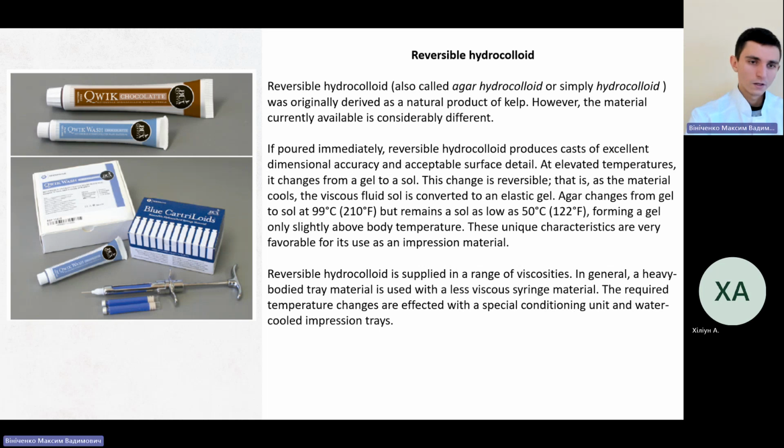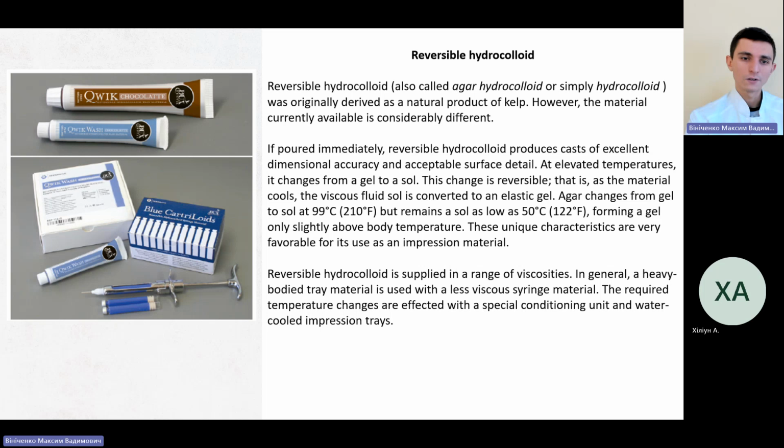Reversible hydrocolloid. Reversible hydrocolloid, also called agar hydrocolloid or simply hydrocolloid, was originally derived as a natural product of kelp. However, the material currently available is considerably different. If poured immediately, reversible hydrocolloid produces casts of excellent dimensional accuracy and acceptable surface detail. At elevated temperatures, it changes from a gel to a sol. This change is reversible. That is, as the material cools, the viscous fluid sol is converted to an elastic gel.